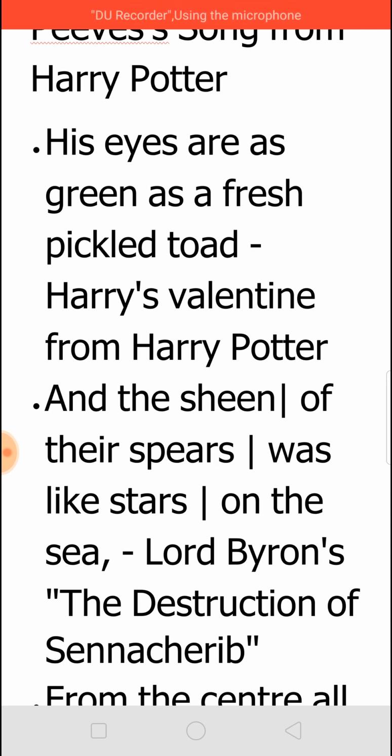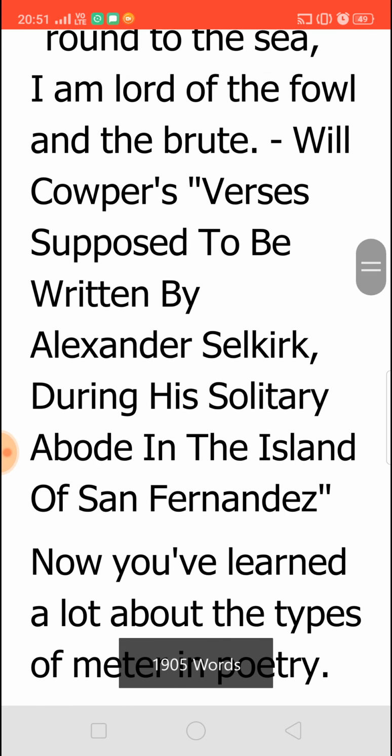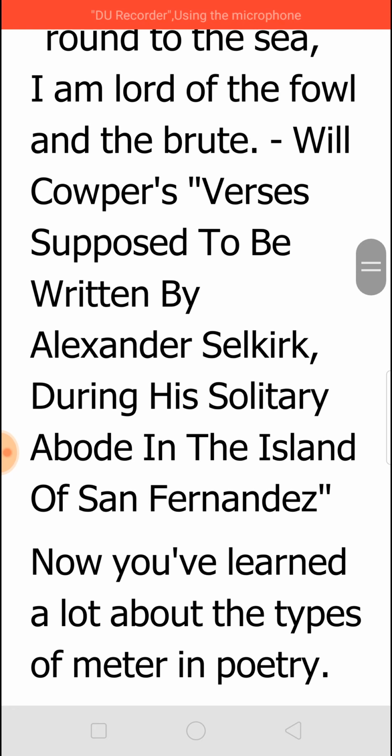And again: and the sheen of their spears was like stars on the sea. This is from Lord Byron's The Destruction of Sennacherib. From the centre all round to the sea, I am lord of the fowl and the brute. This is from William Cowper's verses supposed to be written by Alexander Selkirk during his solitary abode in the island of Juan Fernandez.